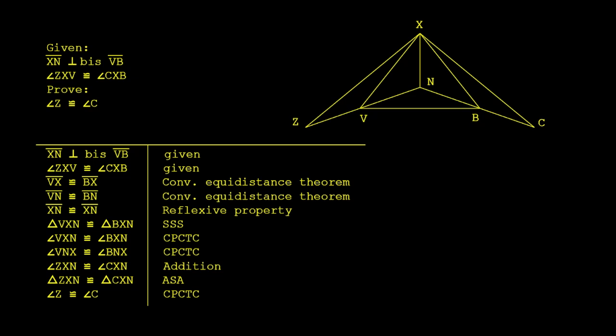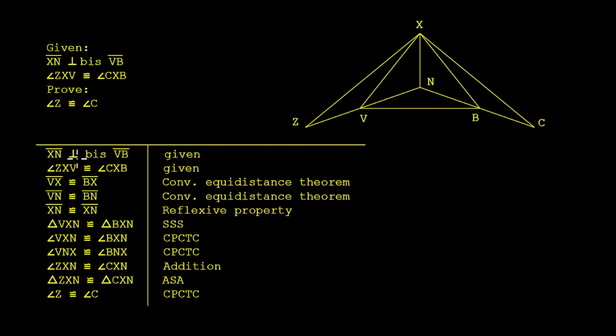In this video, we will be doing a proof involving the equidistance theorem and congruent triangles. So let's get to it. Given XN is the perpendicular bisector of VB, and angle ZXV is congruent to angle CXB, prove angle Z is congruent to angle C. So here's the proof, and we will be doing it on the diagram.